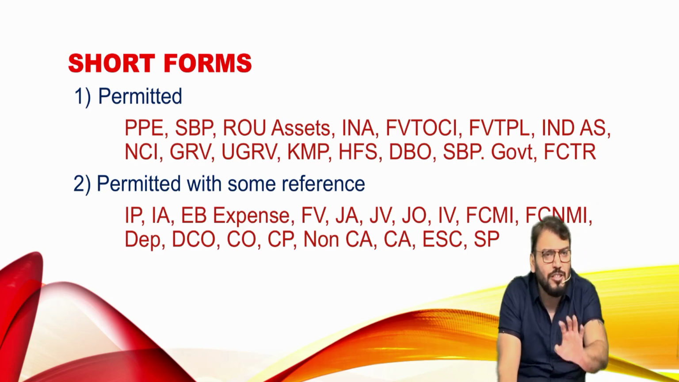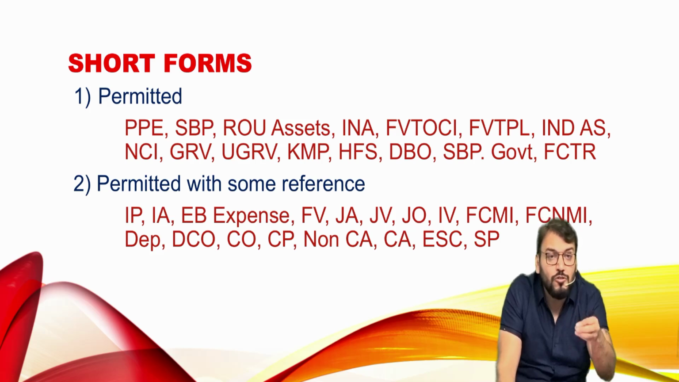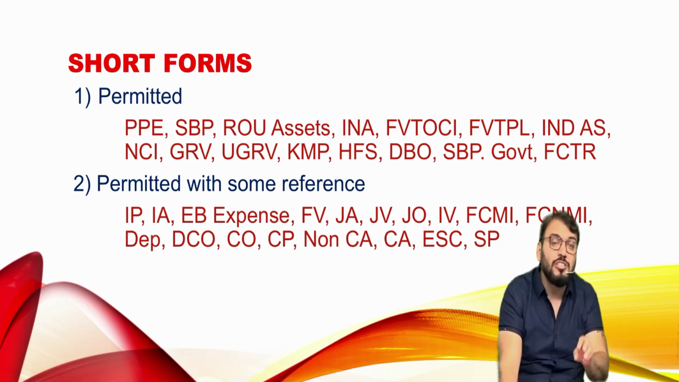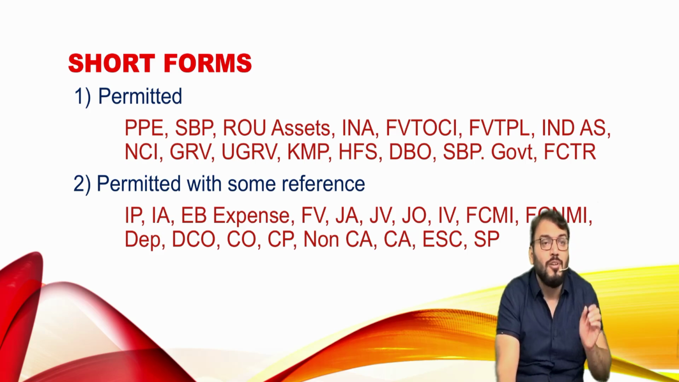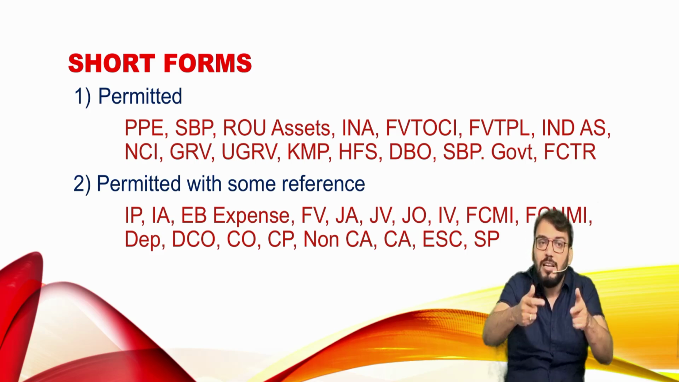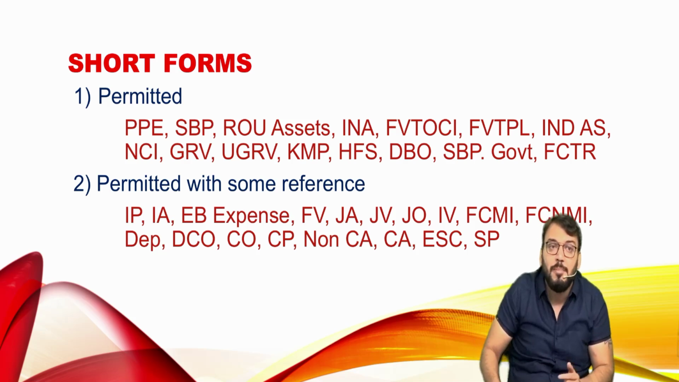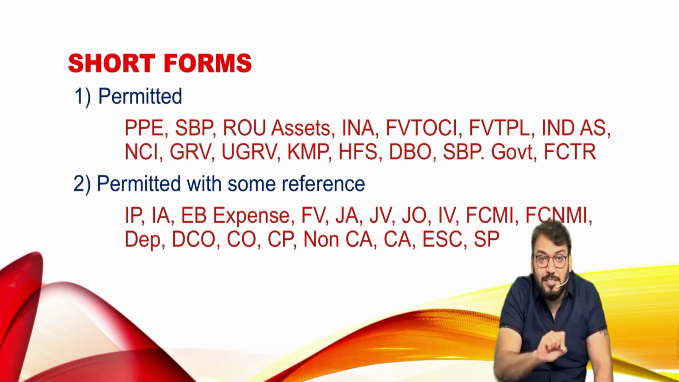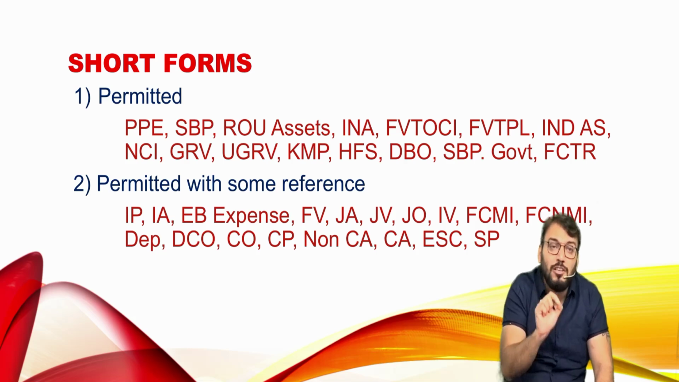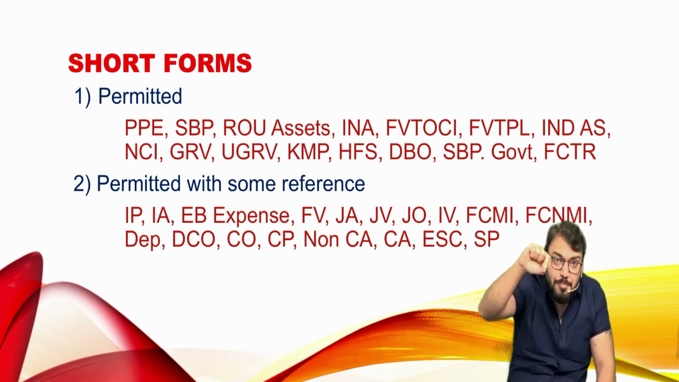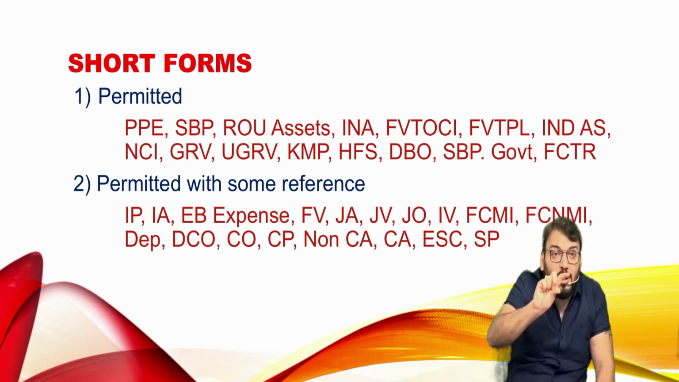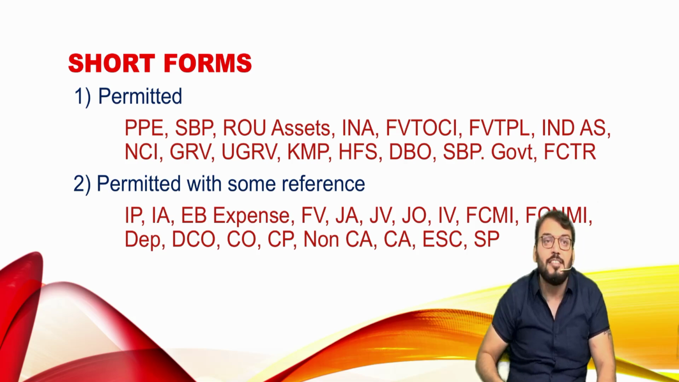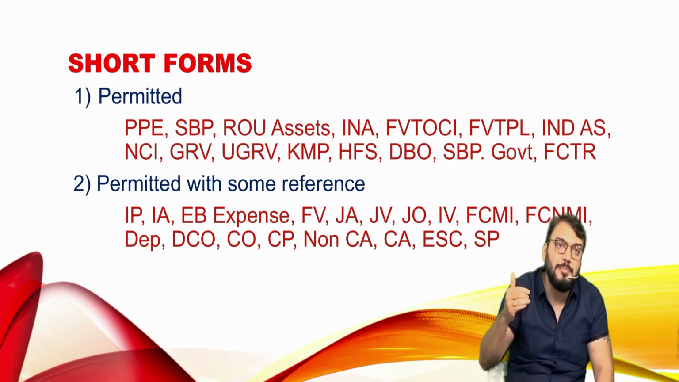For these, no reference is required, but there are some short forms which I suggest you can use, but you need to give some reference for them. For example, EB expense. Whenever they ask you a journal entry for share based payment, you need to write EB expense many times. So first you write down employee benefit expense, and in brackets you write EB. For employee benefit you are using EB, and then the next time whenever you are using it, write EB expense, EB expense, like this.